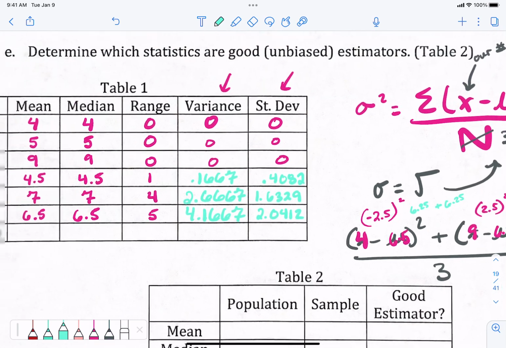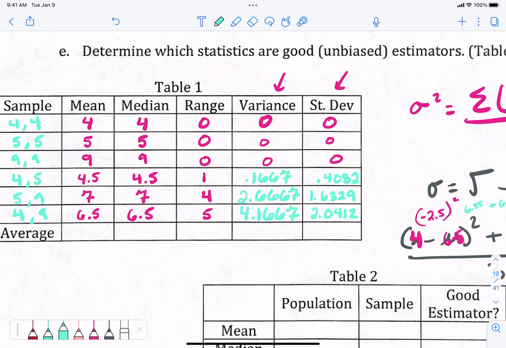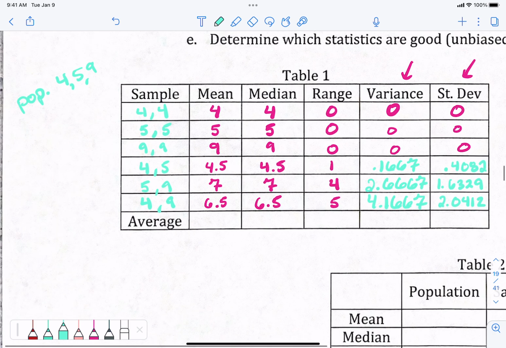2.0412. Perfect. Okay, now, which one has the largest standard deviation? 7.49. The last one, because is 4 and 9 the biggest deviation? Because that's the widest range, right?